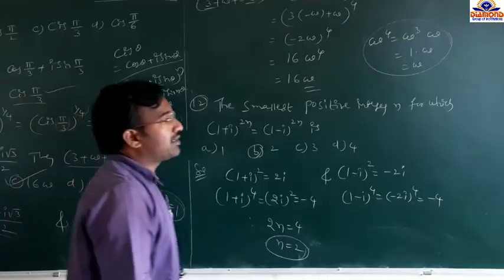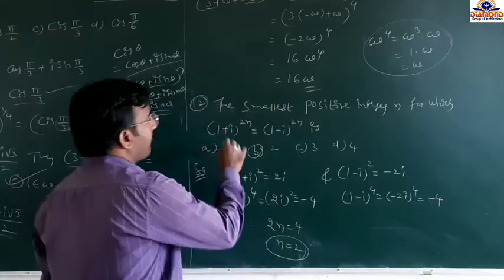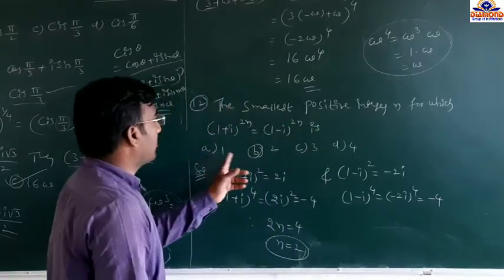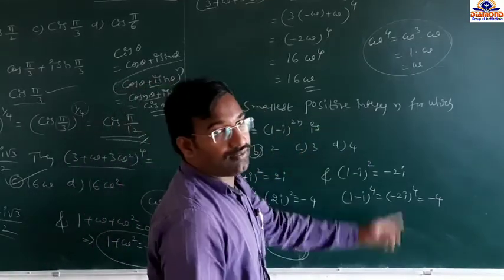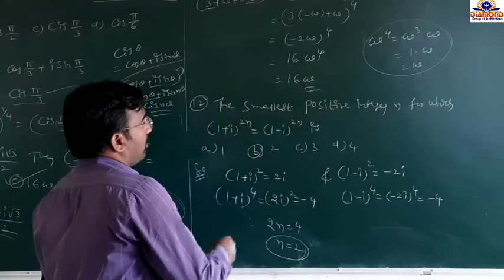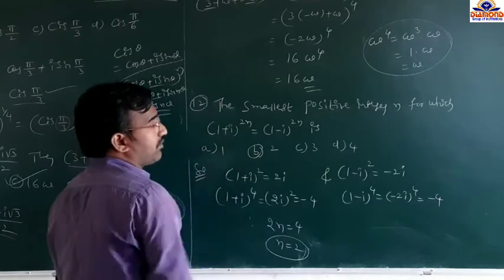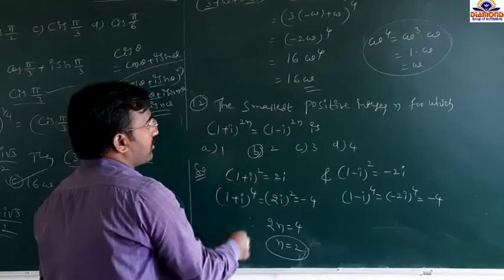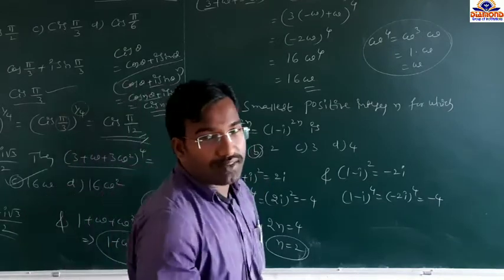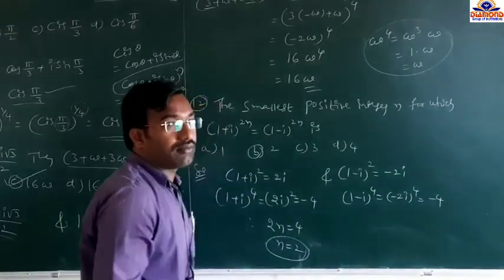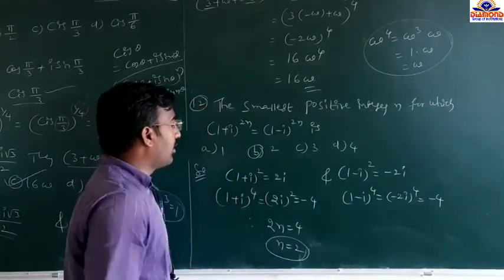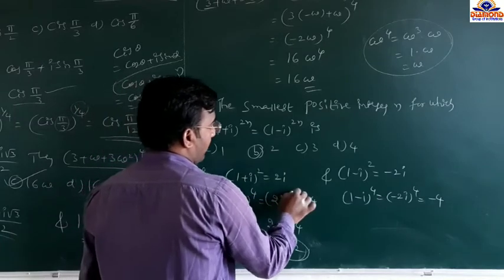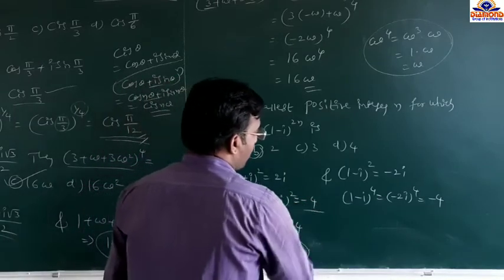The smallest positive integer n for which (1 + i)^(2n) = (1 − i)^(2n) is: option A 1, option B 2, option C 3, option D 4. First, let's calculate (1 + i) whole square. (1 + i)² is nothing but 1 + i² + 2i. I² value is −1, that's why you get 2i. Next, again whole square: (1 + i)⁴ equals (2i)². 2 square is 4, i² is −1. So 4 into −1 is −4.